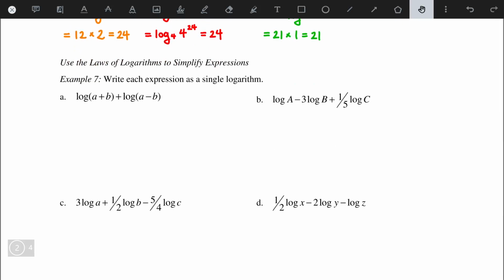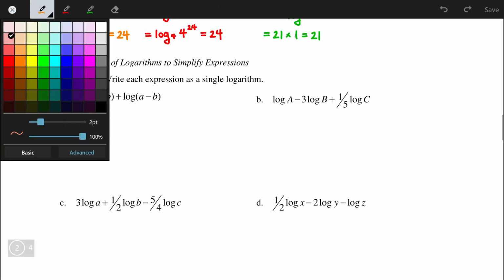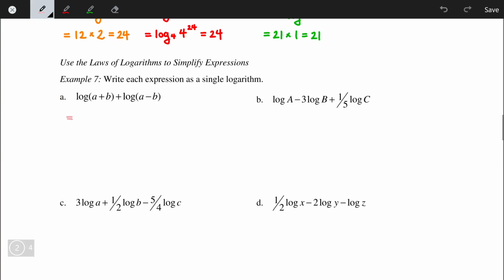So now we're going to use a combination of the 3 laws of logarithms that we have seen in order to simplify some expressions. So let's look at the first one. We have log of a plus b plus log of a minus b. And here we can multiply the arguments together. So this would be log of a plus b times a minus b, which of course produces a difference of squares. So we have log of a squared minus b squared.